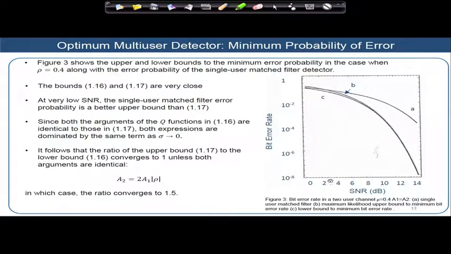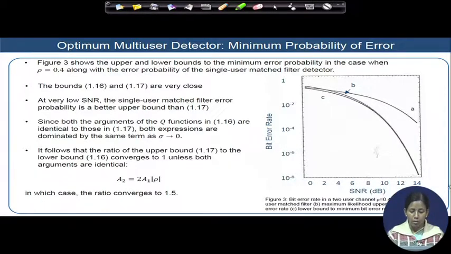Sigma tending to 0 means you are in a very high SNR zone, and that is dominated by the multi-user interference, and both the terms perform almost the same, the upper bound and the lower bound merge. We can have a relative ratio of the upper bound to the lower bound. It follows that this ratio converges to 1 unless both the arguments are identical, and if A2 and A1 are related by this expression, then the ratio converges to approximately 1.5. So, this is what we learn about the 2 user case.